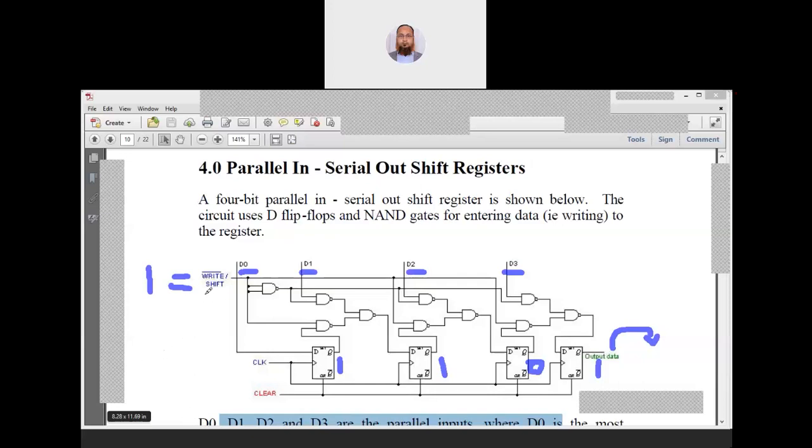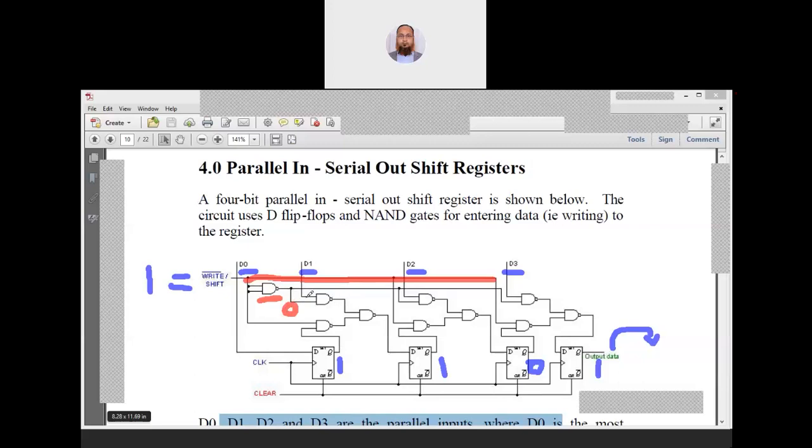Okay, so the shift is 1 now. Where the shift is connected, let me check. So this line is connected here all the way. This is where the shift line is going. For this, let's evaluate this first NAND gate. Both the inputs of the NAND gate are 1, so what will be the output? The output of the NAND gate will be 0.